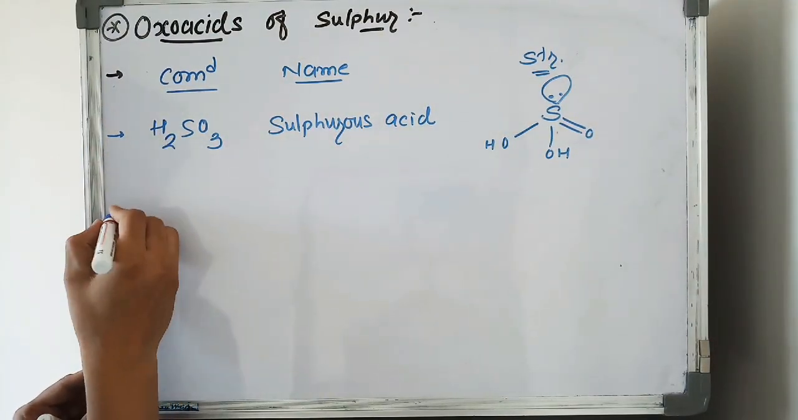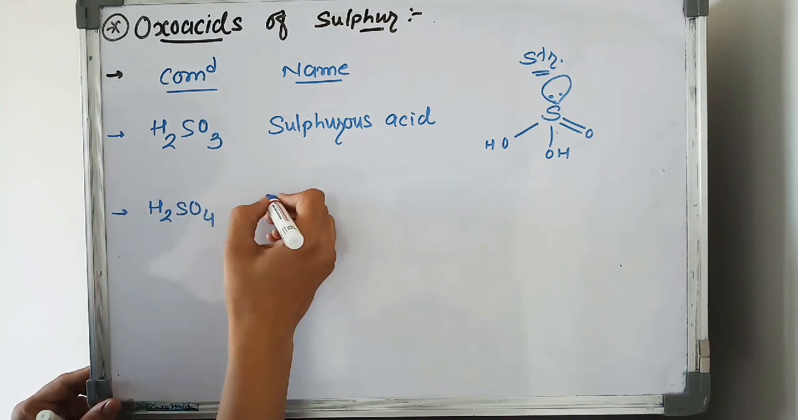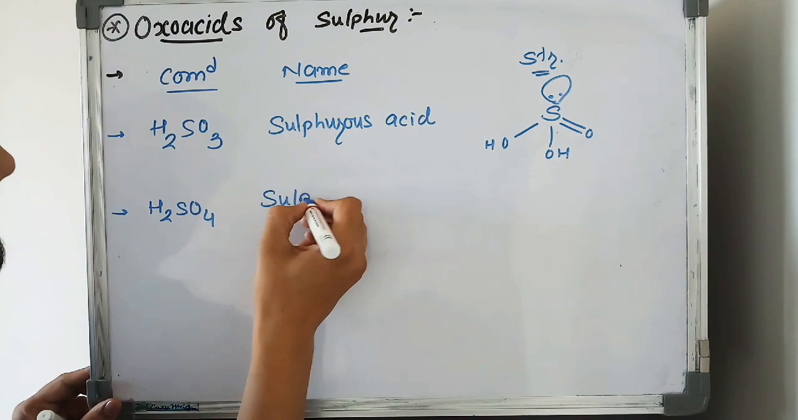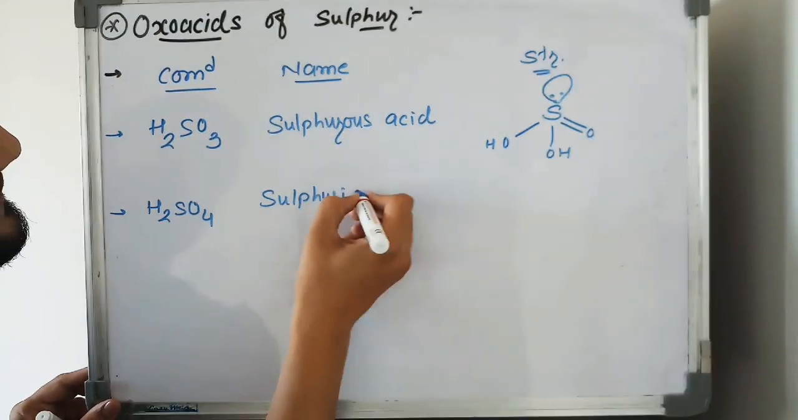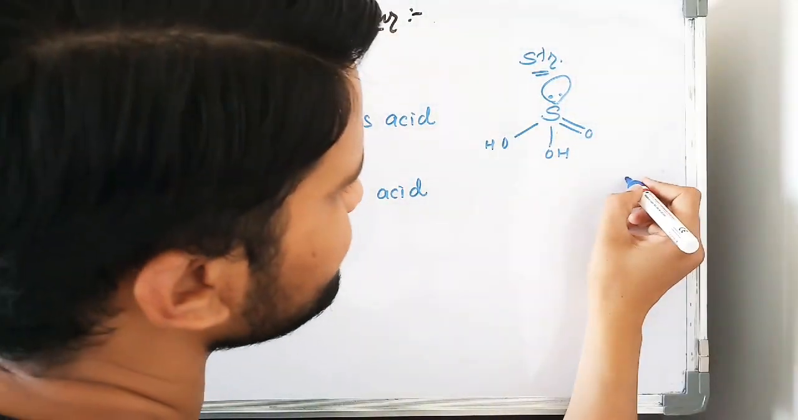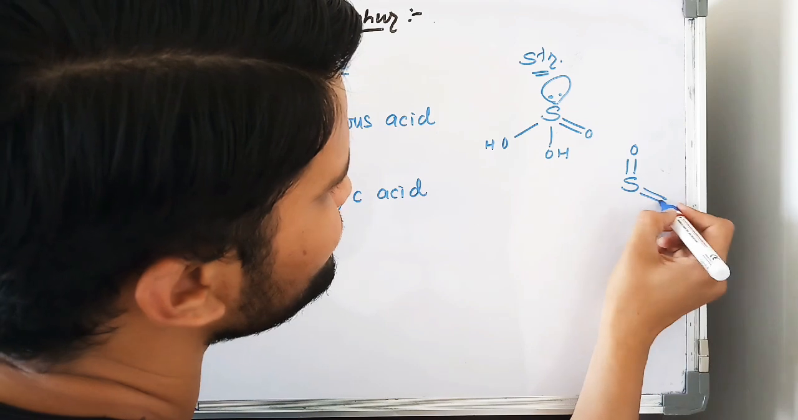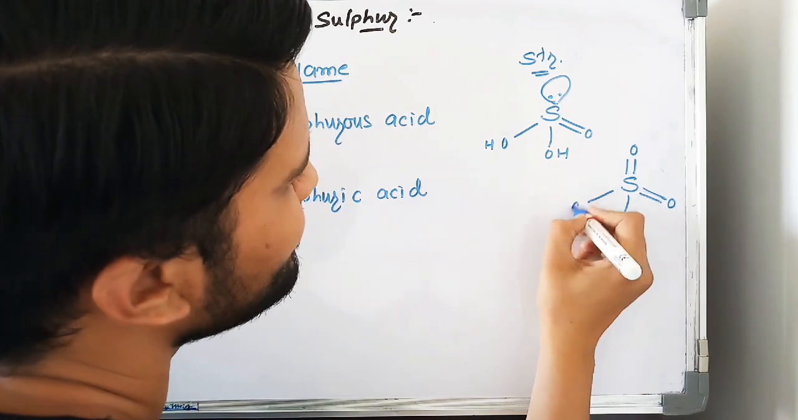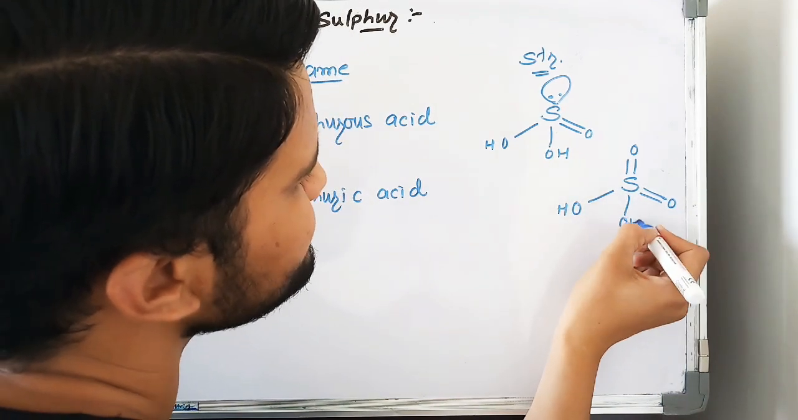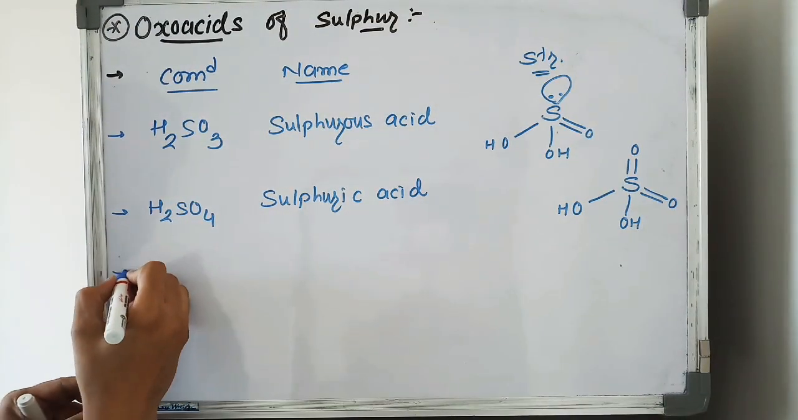Next is H2SO4. H2SO4 is called sulfuric acid, having a structure like this. Sulfur remains at the center point, oxygen, oxygen, OH, and this is OH. So this is the structure of H2SO4.